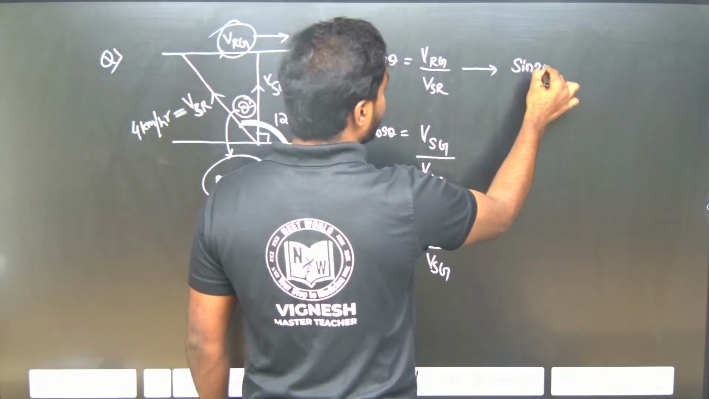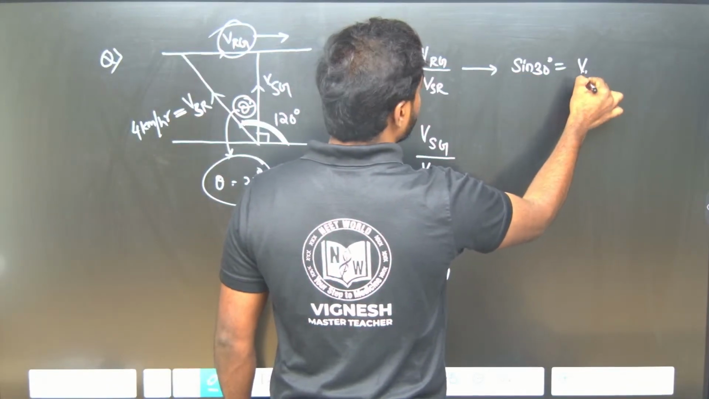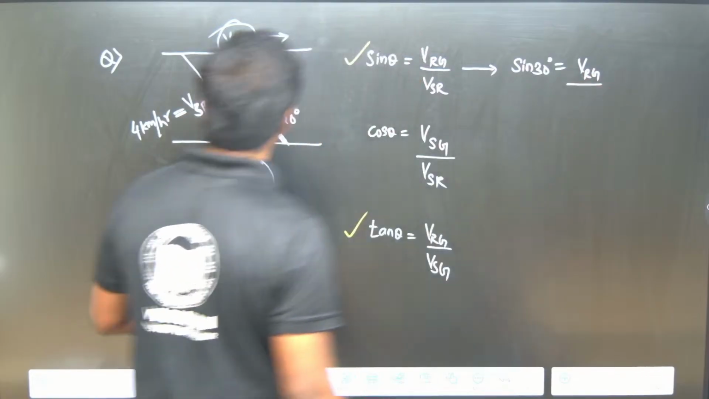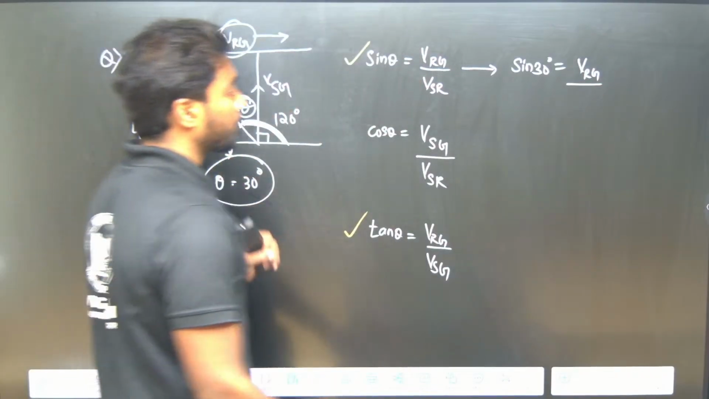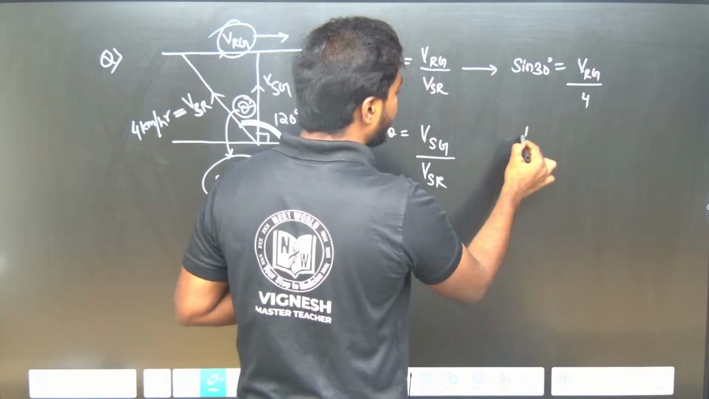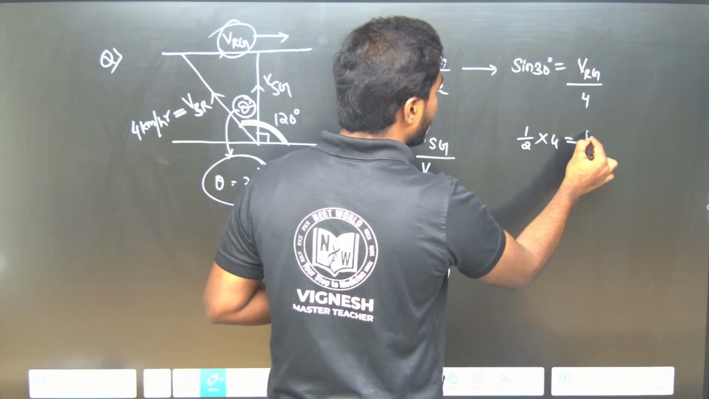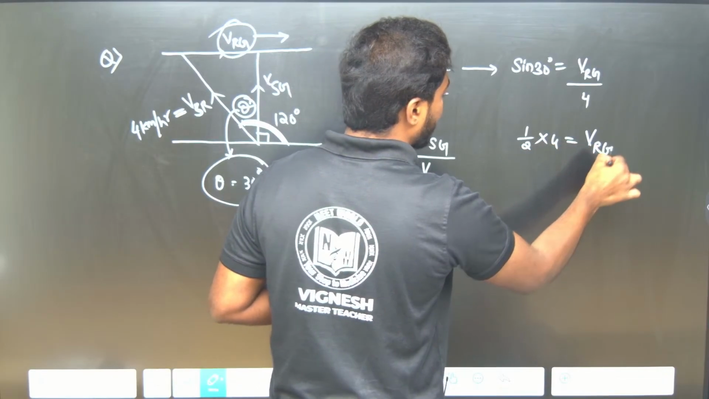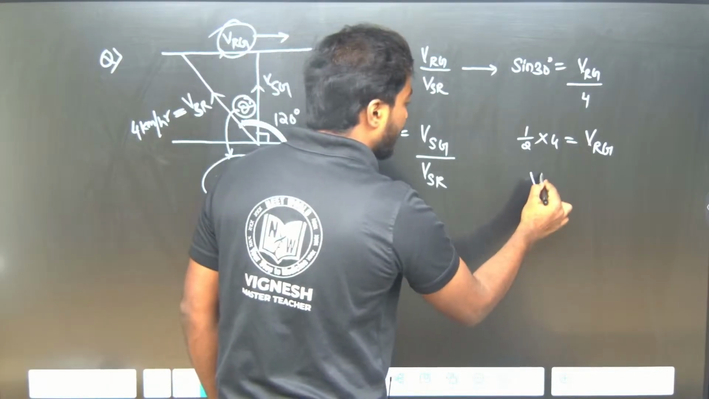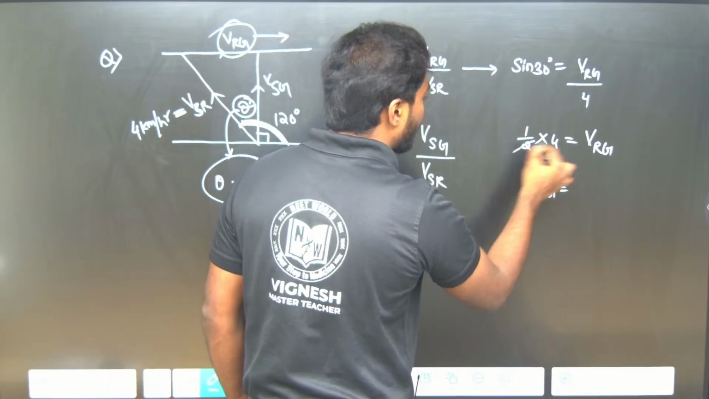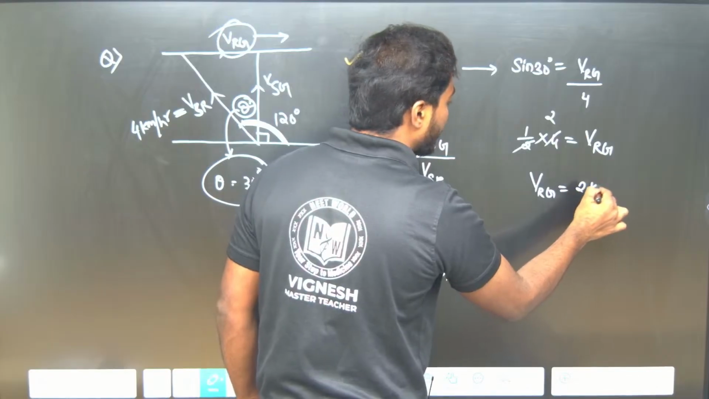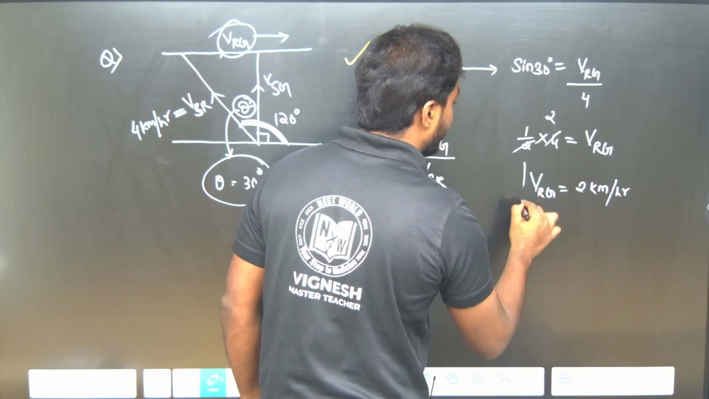Sin 30 will be equal to velocity of river with respect to ground over velocity of swimmer with respect to ground, which is 4. Sin 30 is 1 by 2. So 1 by 2 into 4 will be equal to the velocity of the river with respect to ground. So the velocity of the river with respect to ground will be 2 kilometer per hour. This is the answer.